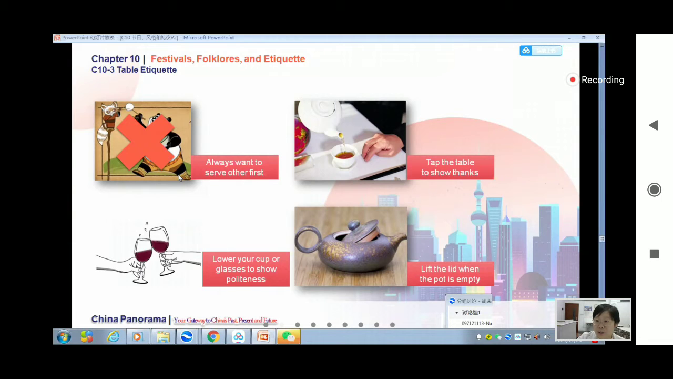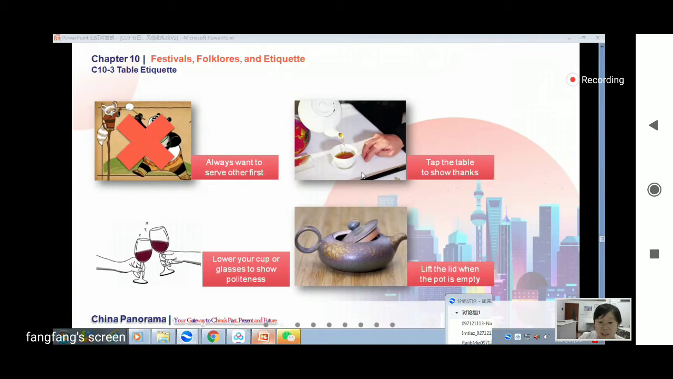And of course, during the dinner, especially the business dinner, you need to toast with people, right? When we learned about the cuisine culture, we learned about this tradition. So when you toast with other people in China, you try to lower your cup or glass to show that you are very humble and very polite. And when the teapot is empty, you don't shout, hey, waiter, come to refill. You can just lift the lid of the pot, and the waiter or waitress will notice that this pot is empty and will refill it. So these are some more table etiquettes during a formal dinner in China.